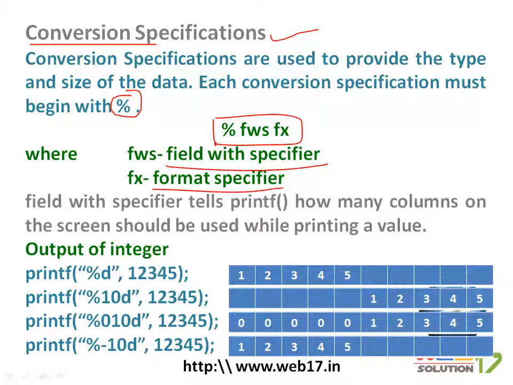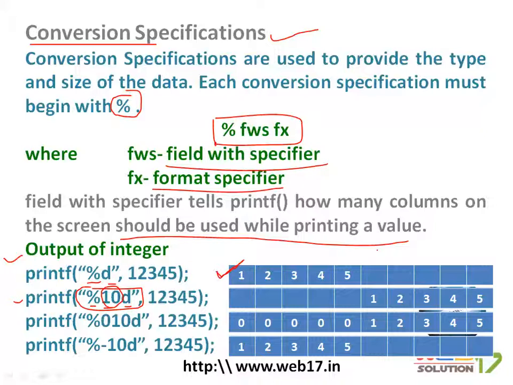For example, printf %d 1 2 3 4 5, it will print the output 1 2 3 4 5 and it will create blocks. When we put %10d, it is totally called a control string, and %10d is a conversion specification, 10 is the FWS and d is the FX. When we use this type of output it will create 10 boxes or 10 spaces, 10 columns, and print the value 1 2 3 4 5 right aligned.